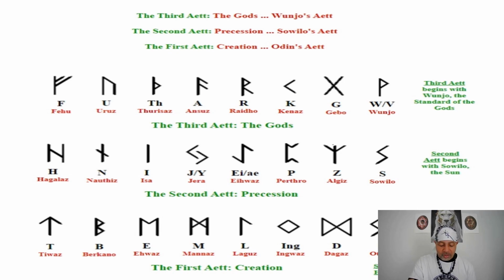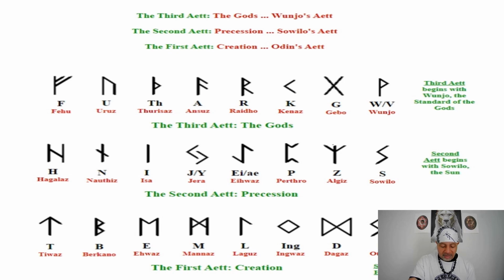Next here, Perthro represents the opening through which the sun moves to signal the dawn of a new age of the zodiac. The word Perthro is derived from the Hebrew word pharaoh, meaning sun. The Hebrew word hor on its own means opening. So we see how the second aett is tying in with precession.